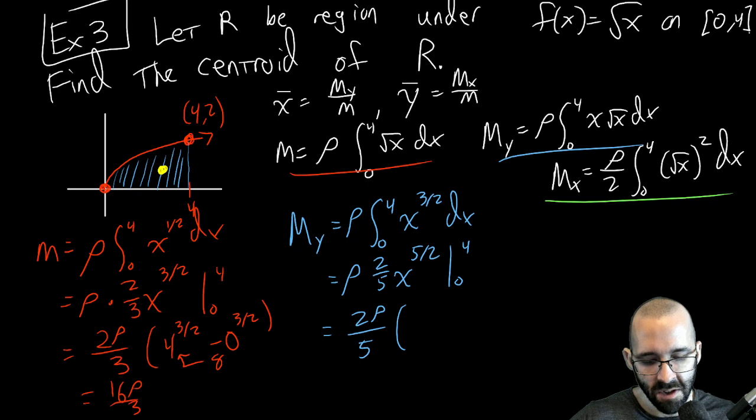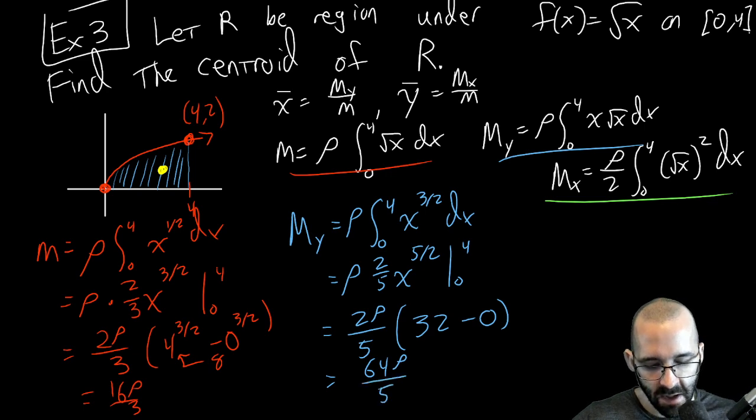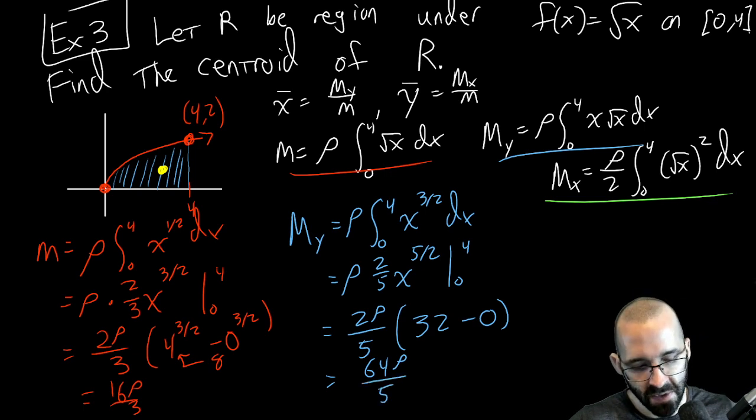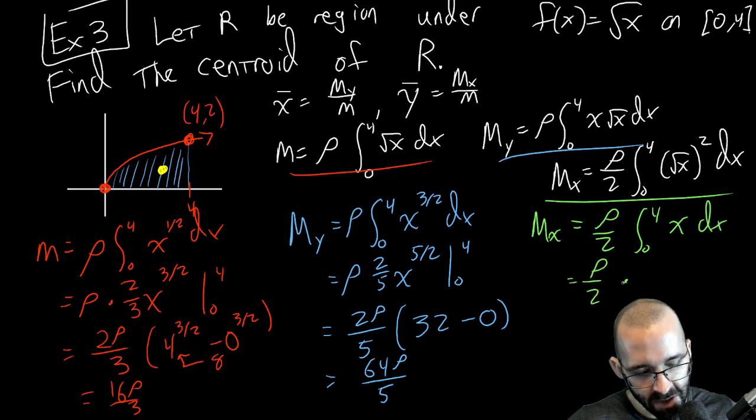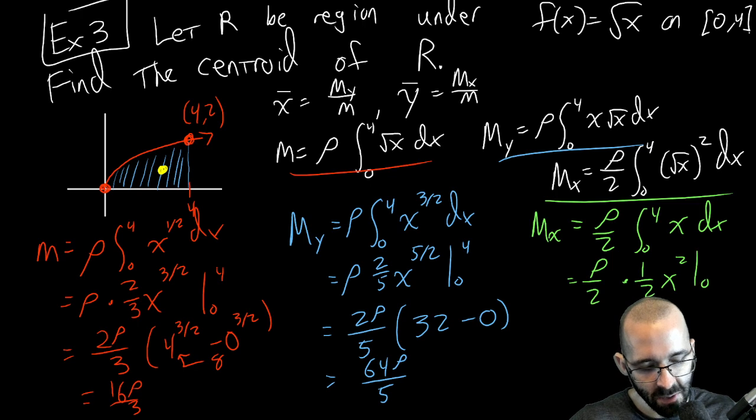Square root of 4 is 2. 2 to the 5th is 32. We get 64 rho over 5. And lastly, the moment with respect to the x-axis. Oh, I like this one. X dx. Rho over 2 times 1/2 x squared from 0 to 4. You get rho over 4 times 16.